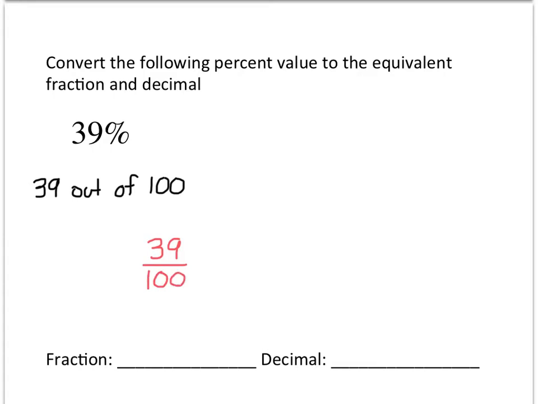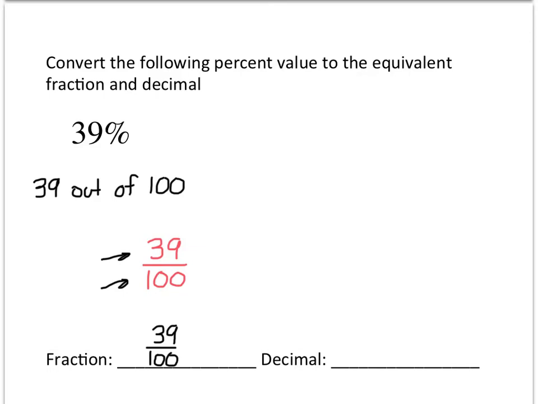And the only thing I need to do before I call this my simplified fraction form is to look for just that. Is there any way I can simplify? So I'm looking at both numbers, 39 and 100, and saying, is there anything that divides both of these evenly? Now, 39 is only divisible by 3, 13, and 39. And since none of these divide 100, it actually turns out that my simplified fraction form is simply just 39 out of 100.